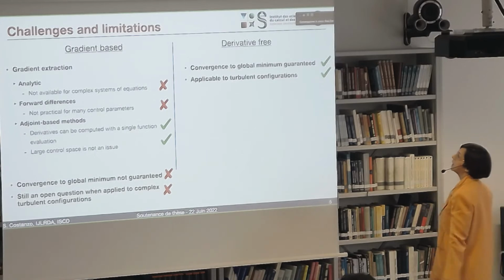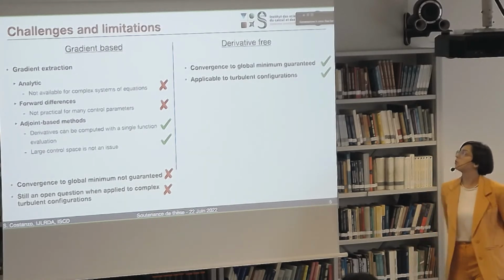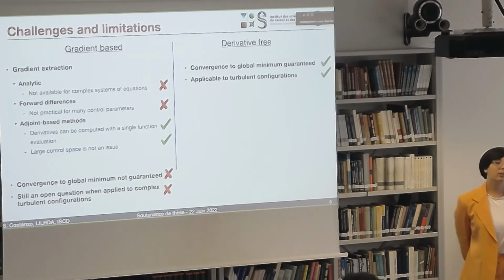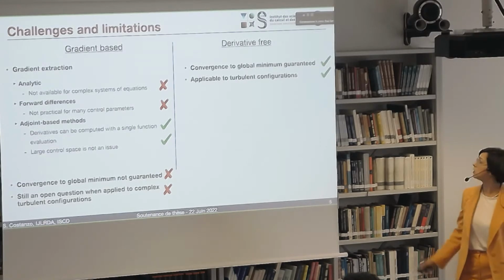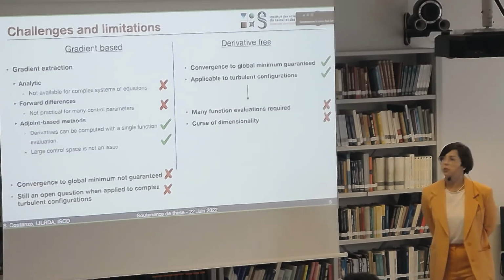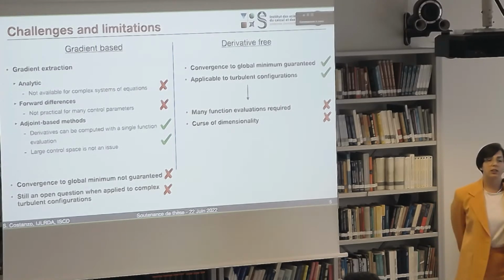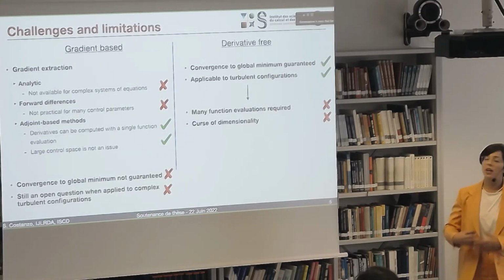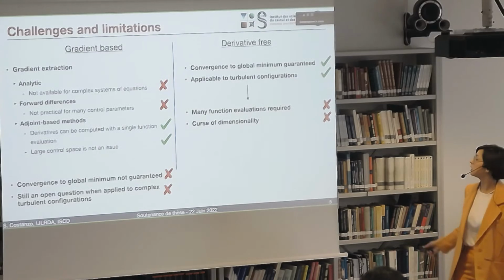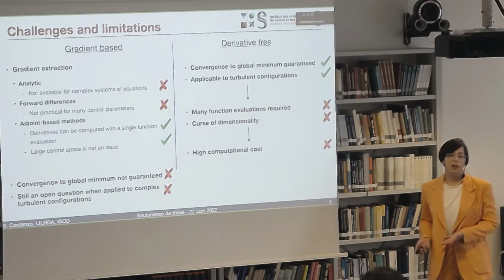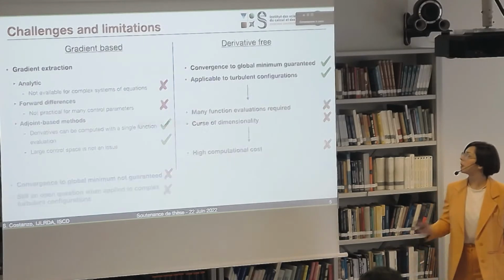On the other side, derivative-free methods guarantee the convergence to the global minimum, and they are applicable to turbulent configurations, but this requires many function evaluations, and this is also very complicated when we have too many control parameters. So this means high computational cost.